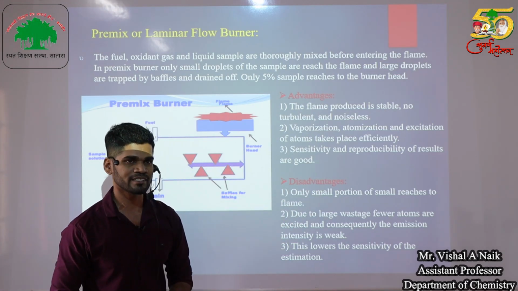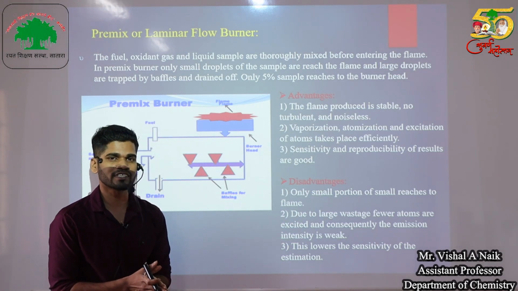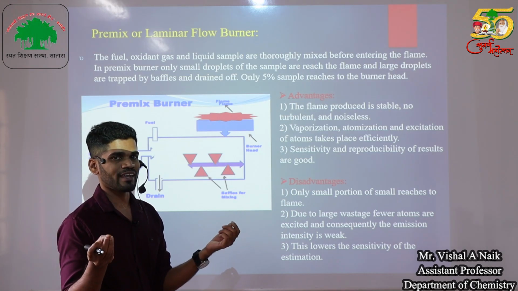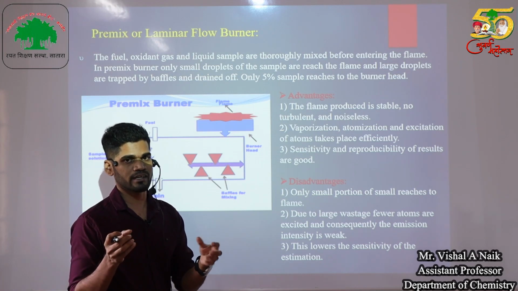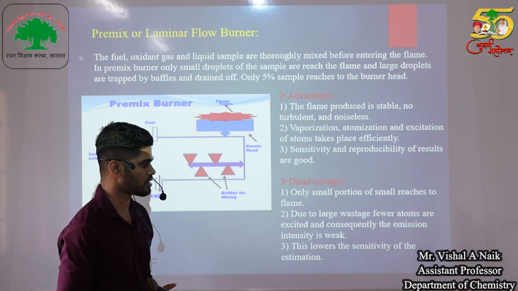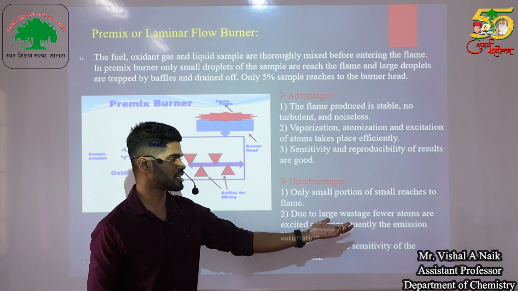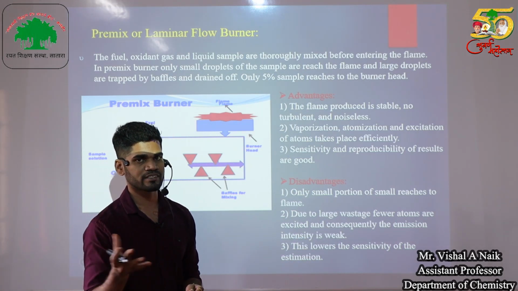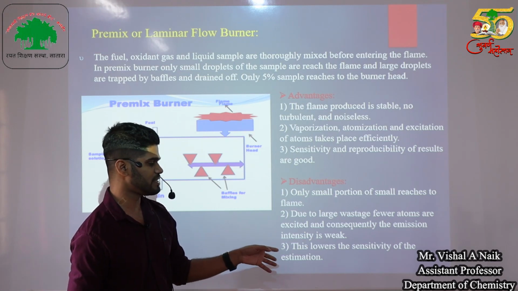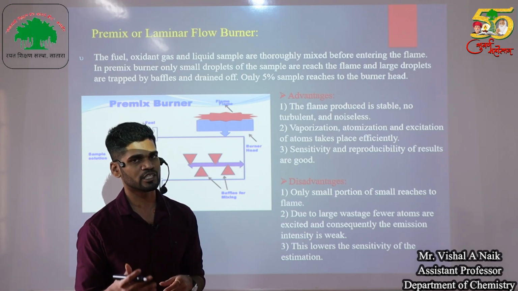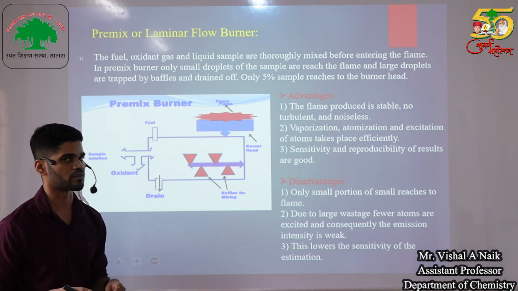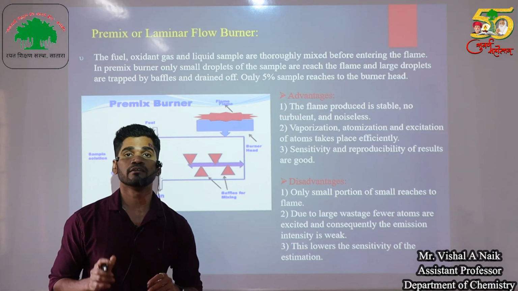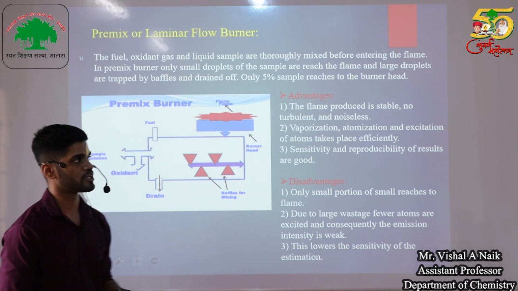There are some disadvantages. Only a small portion of the sample reaches the flame, so the results are not as accurate as with the total consumption burner. Due to large wastage, fewer atoms are excited. So we cannot get a 100% accurate result in this case, and the sensitivity is lower for the estimation as compared to the total consumption burner. So these are the two general burners which are used in our flame emission spectrophotometer.